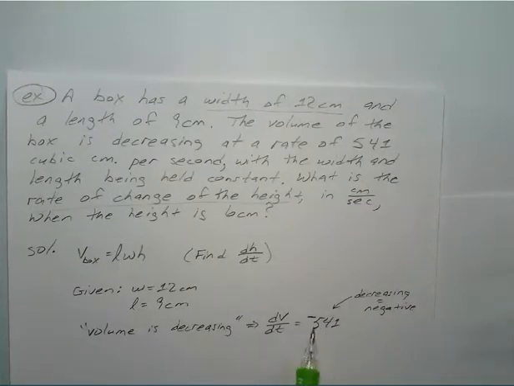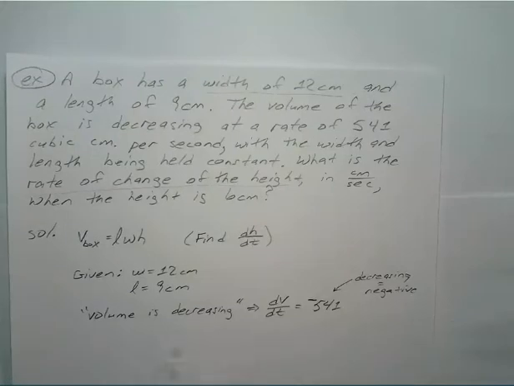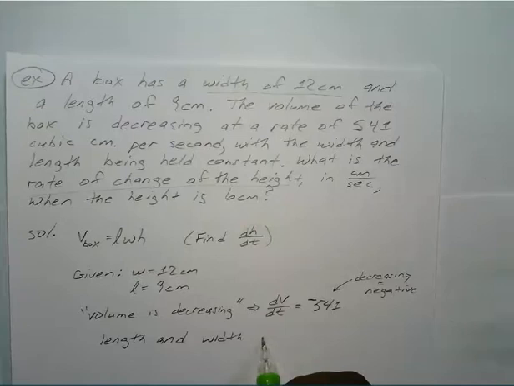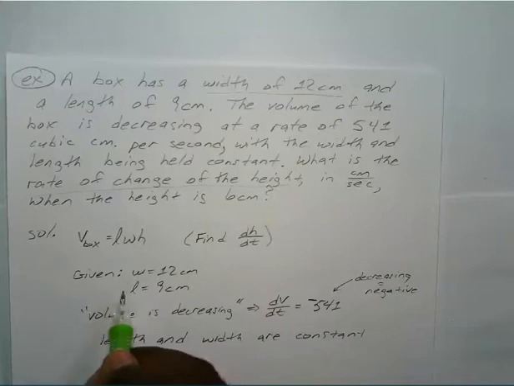Okay, now if it was increasing, it would stay positive. But since your volume is decreasing, it's going to be a negative there. All right. Now, what else do we know? We know that the length and width are constant. Okay, so we know these 4 things.